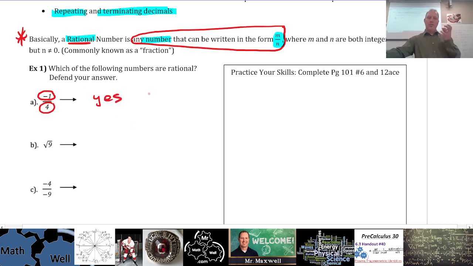Okay, so remember, the root word of that rational is ratio. So can it be written as a ratio? All right, square root of 9. Now when you see a square root, you might think, oh, we've got to be careful with this, which is true. You have to be careful with the square root because many square roots are not rational. Is this one rational? Hey, it is. Many of you said yes right away. So root 9 can be simplified to 3. And of course, a whole number can always be written as a ratio. Just put it over 1.